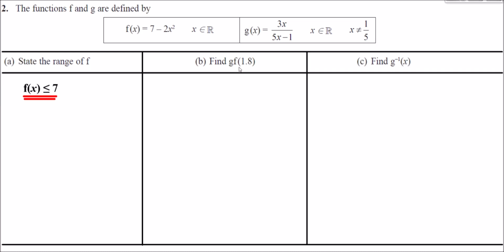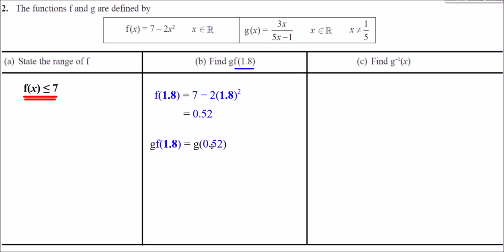Part B, we're asked to find gf of 1.8. So what this means is we need to find g of whatever f of 1.8 is. So you need to work out f of 1.8 first, and then substitute that into the function g. So f of 1.8, we just plug in place of x the value 1.8. So f of x is 7 minus 2 lots of x squared. So if x is 1.8, that becomes 7 minus 2 lots of 1.8 squared. Try that on your calculator. You should get 0.52.